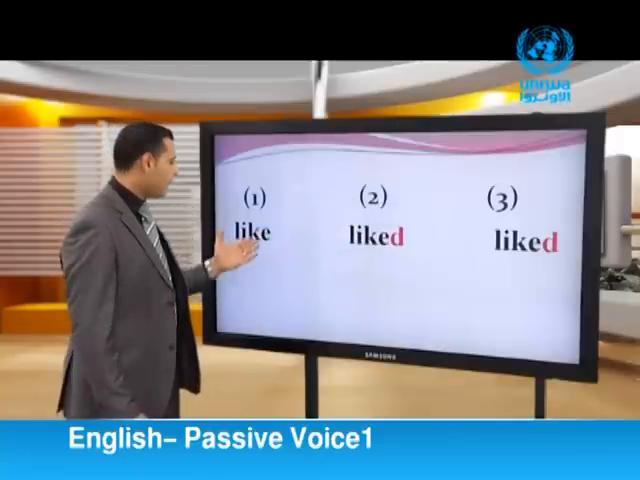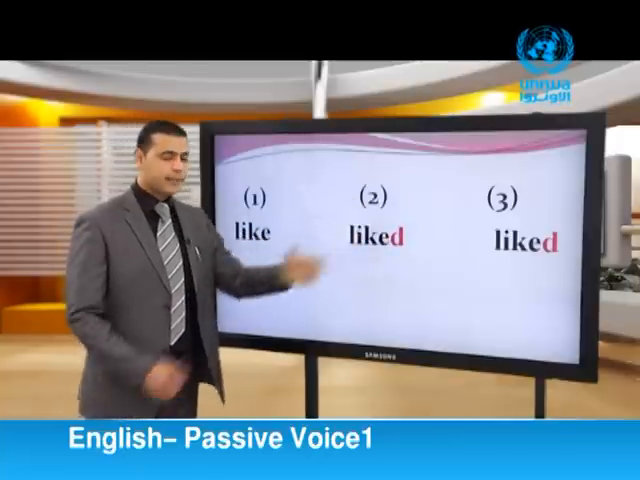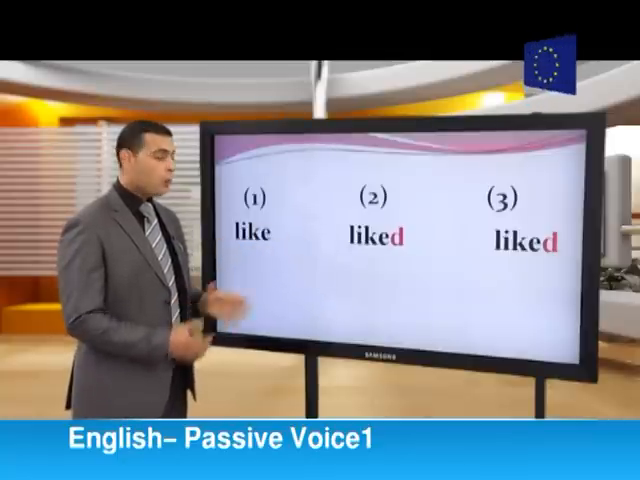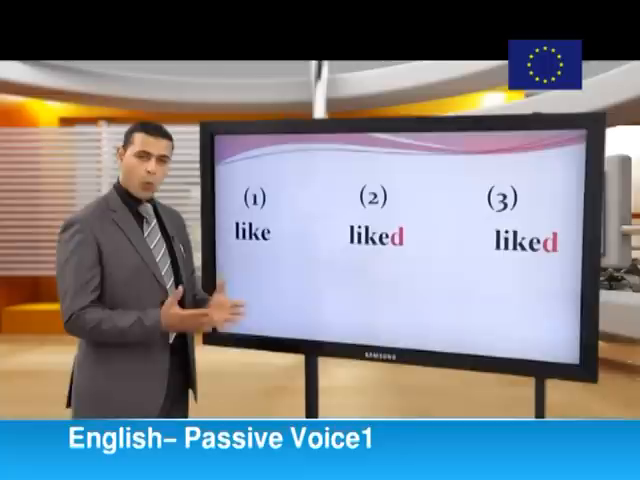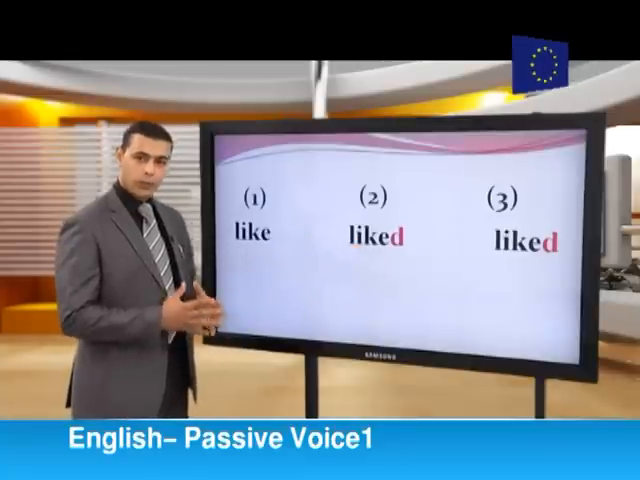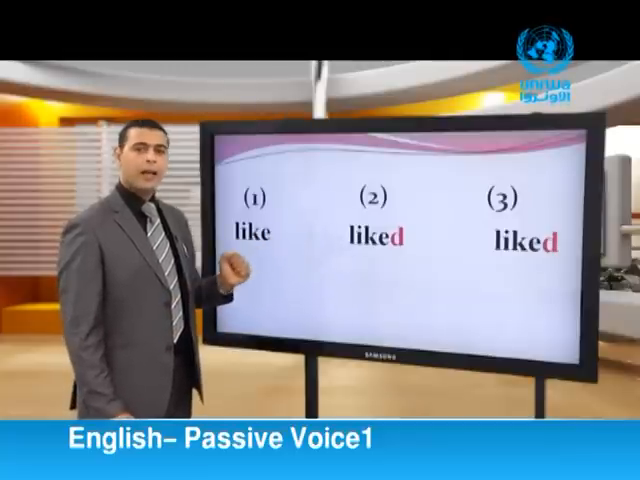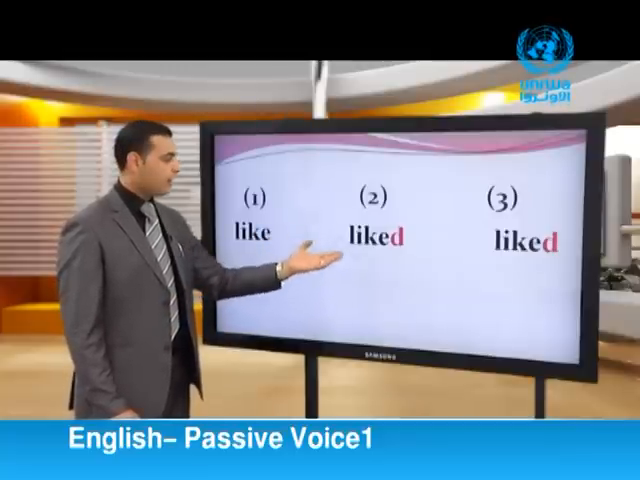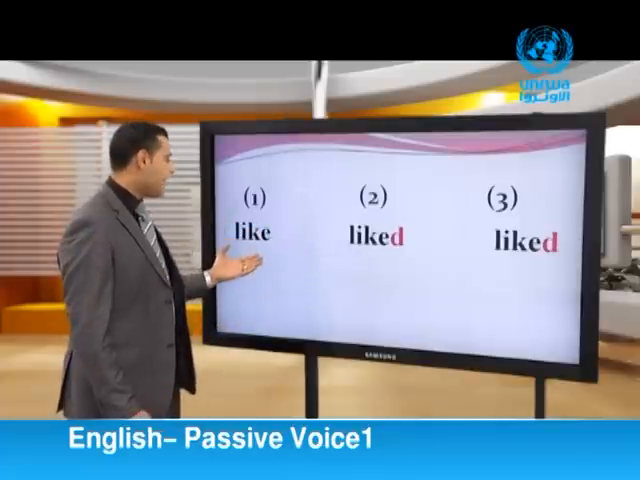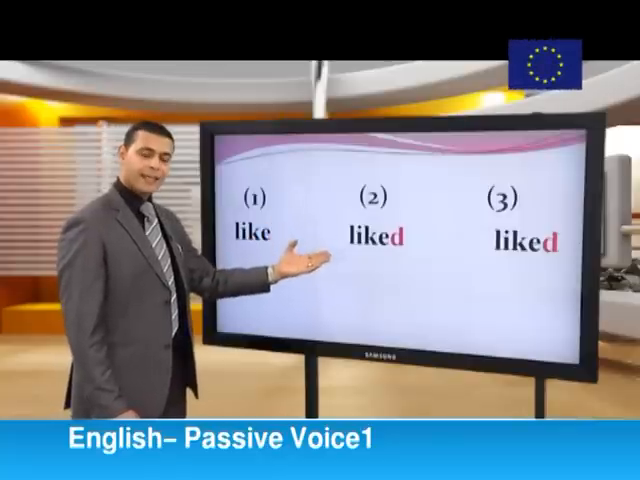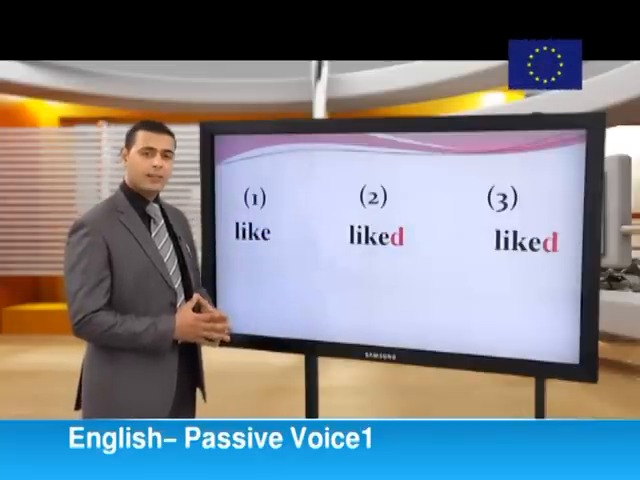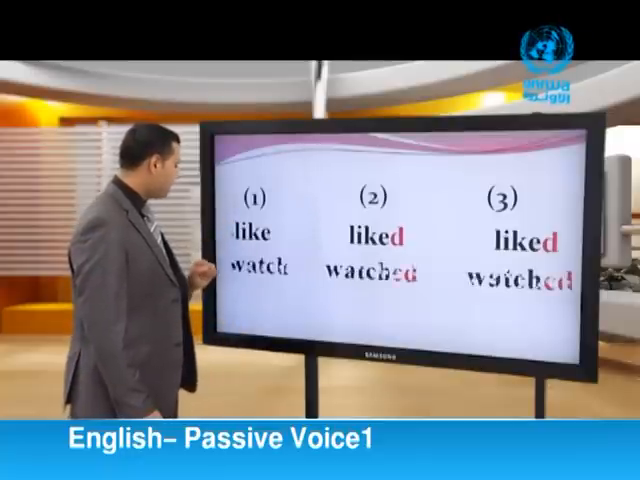Let's look here. Like, liked, liked. What have we added here? We added the letter d only. Why? Because the e is already found in the verb like. So we have like in the first form, liked in the second form, and liked in the last form, which is the past participle. Let's look at another verb.